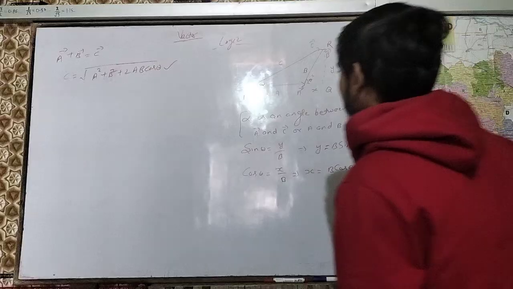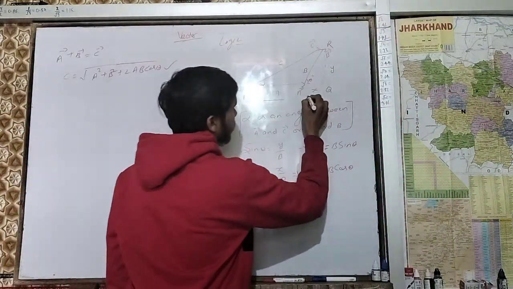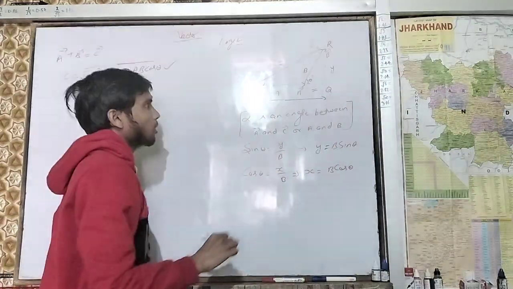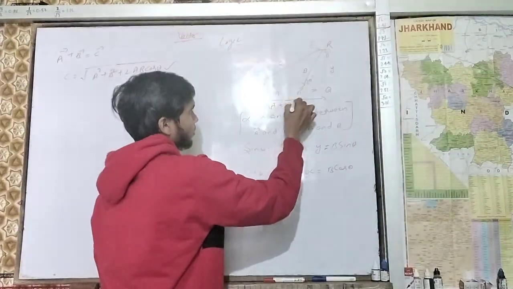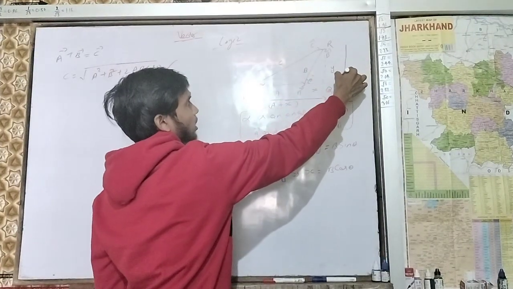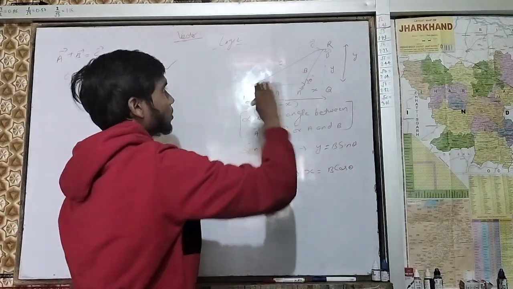This will help us from here to till here. PQ. What is a PQ? PQ is a combination of a plus x, and QR. QR is y, and PR is c.